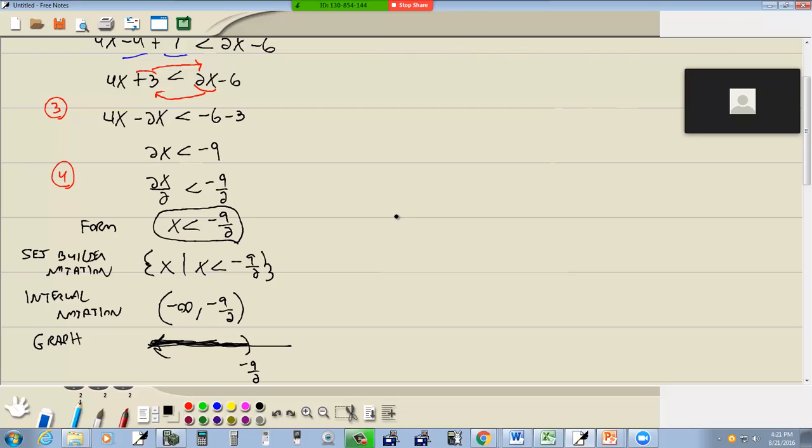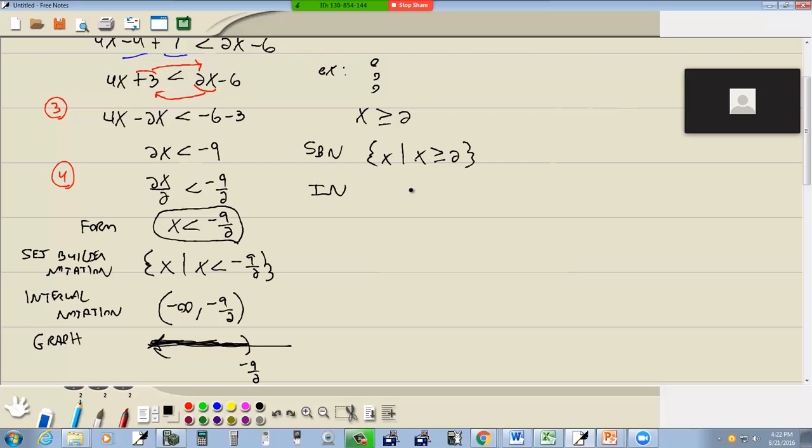Now, let me talk about the other forms. If I work a problem down, and I come up with x is greater than or equal to 2, for example. Now that's our form. Our set builder notation, we'd put curly brackets, x with a vertical bar, and then whatever our form is. Set builder notation is the easy one. It's always curly brackets, x with a vertical bar, and then the answer.